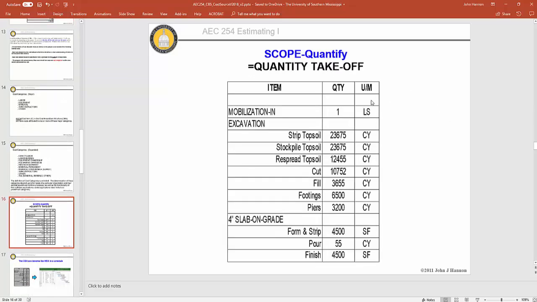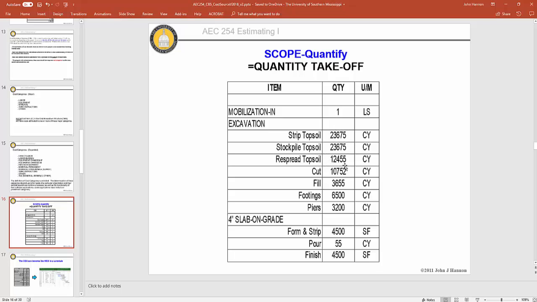Here's the same list, but it's really not a true scope until I have a quantity and a unit of measure. So just having the list is not the complete scope. The complete scope is when I've quantified this list. Okay. So somehow I've done a quantity takeoff and I've determined there's this many cubic yards of topsoil.